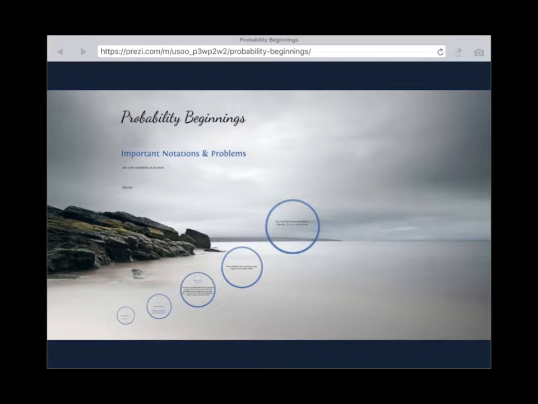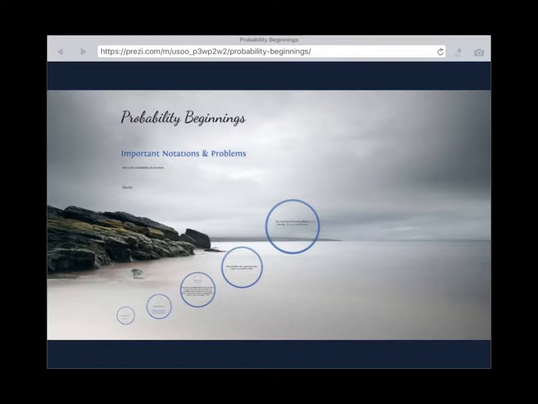So the first thing that we need to know is that P of E, which is this P in parentheses with the E, is the probability of an event. So it doesn't have to be the letter E. You might see P of A, P of B, P of C, anything, but it's the probability of whatever we're talking about occurring.